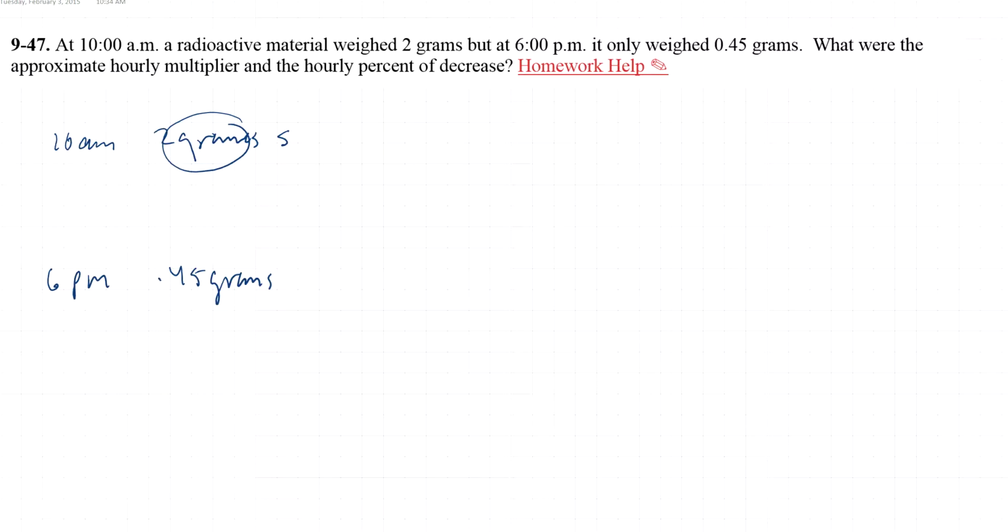Okay, so what they did is they gave us how much we started with and what time we started with, and then what did we end with, and then the time that it ended. So we know that this is an exponential function, and A is the amount we start with, B is the multiplier, and T is the time. So with this particular problem, our initial value is starting with 2 grams, and we ended with 0.45, and then the time that expired from 10 a.m. to 6 p.m. is 8 hours. So this is B to the 8th.